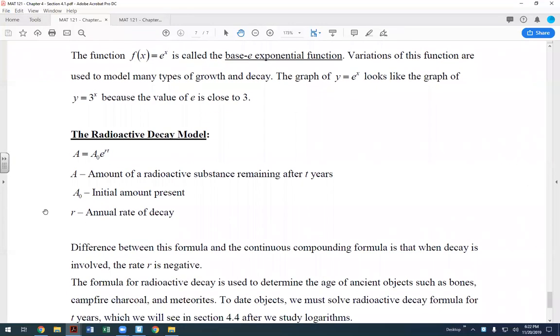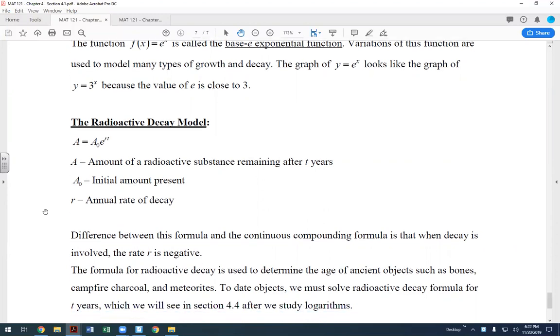So just for the variables here, the A variable stands for the amount of radioactive substance remaining after T years have passed. A sub 0, of course, would be the initial amount present, and your R represents your annual rate of decay. So how fast is this radioactive material decaying each year?